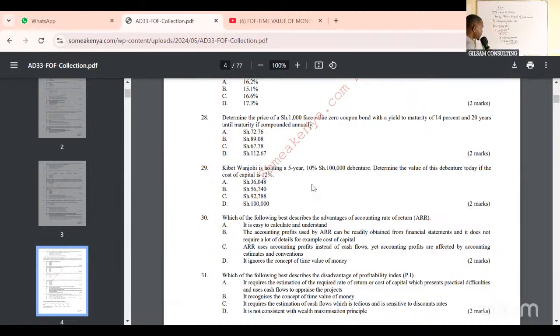So you can see the option, but I don't know why there is another one, 360,48. Unless they used 10,000 instead of 100,000. So they took 1.12 raised to negative 5, 1 minus the answer, we divide by 0.12 times 10,000. So they used 10,000.